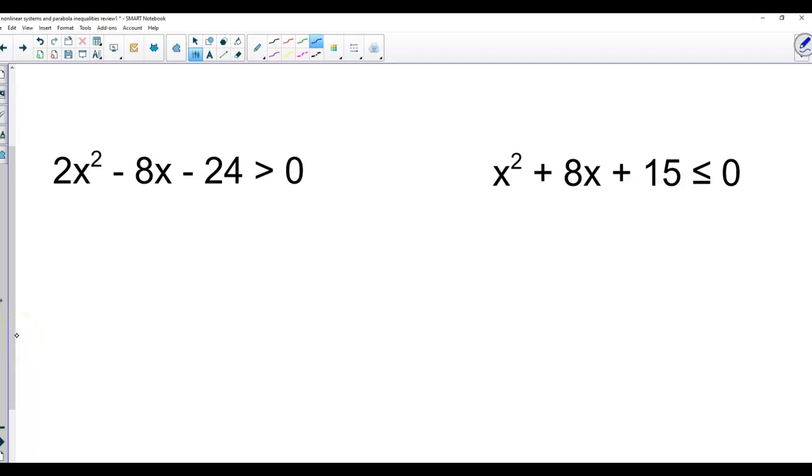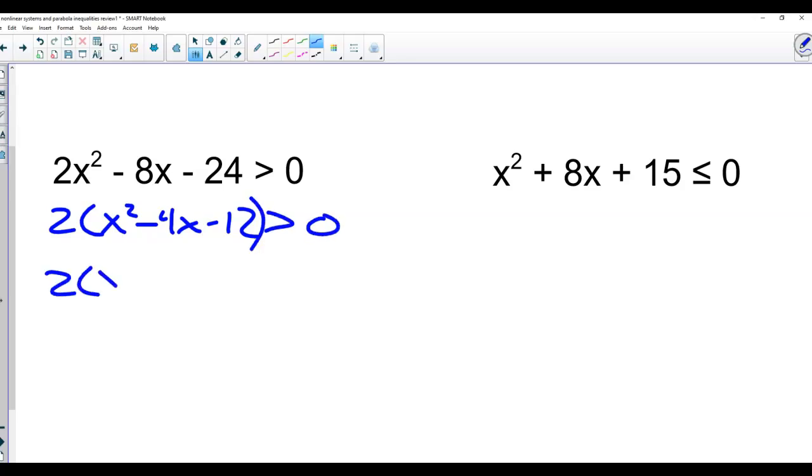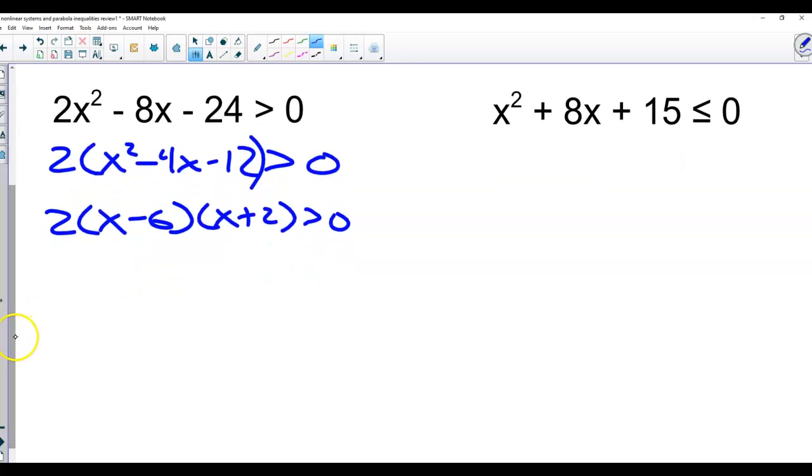So our first step is to factor. X squared minus 4x minus 12 is greater than 0. X minus 6, x plus 2 is greater than 0. So my answers, and I want to put them in order, left to right or lowest to greatest, negative 2 and 6 are my answers.